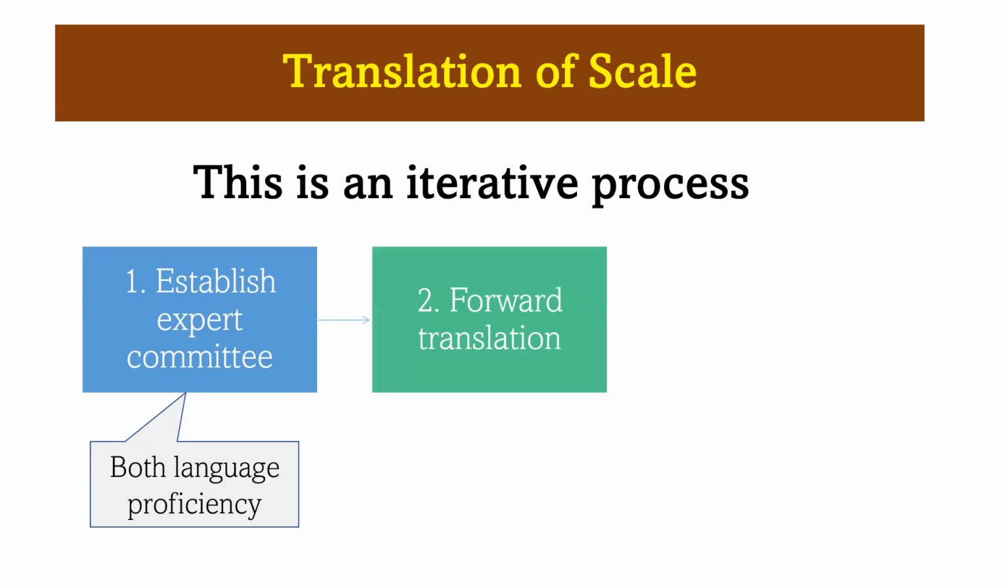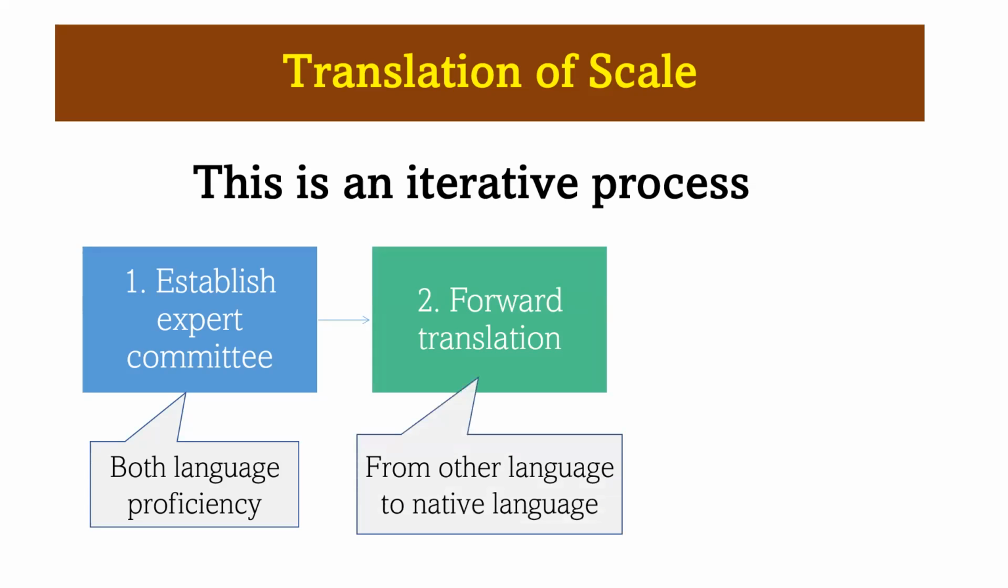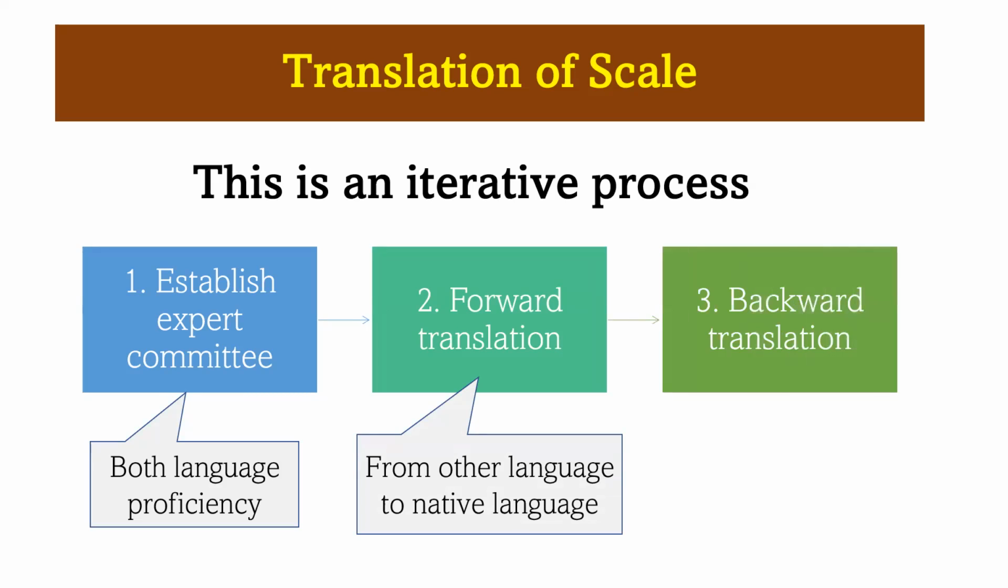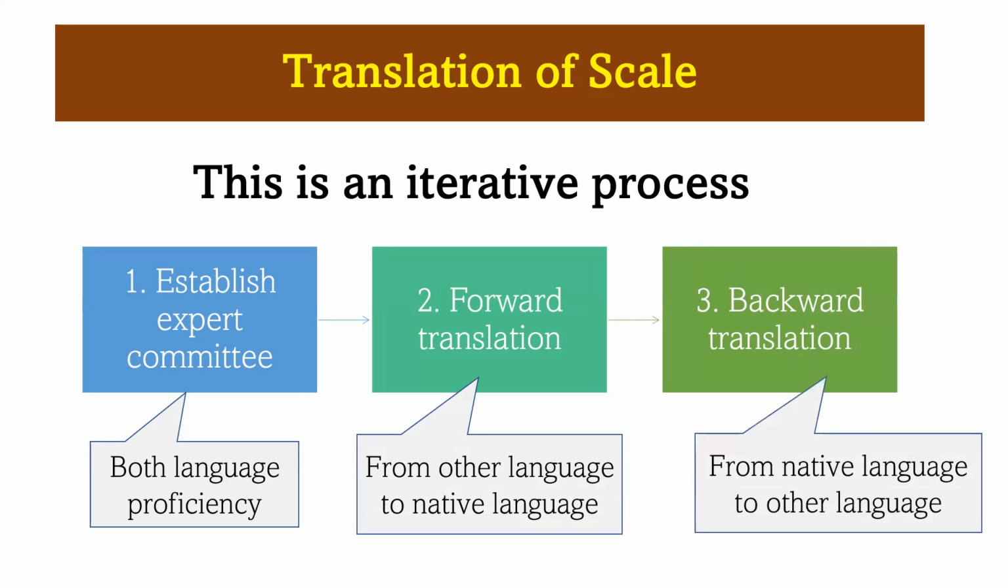You give the questionnaire and you get a forward translation. What do we mean by forward translation? If it is already available in English, then you get it translated to Tamil. Then you have another set of experts who do the back translation from that Tamil to English again. That is known as the back translation. So there are two steps: a forward translation and a backward translation. The backward translation is from the native language to the basic language from which you did the forward translation.